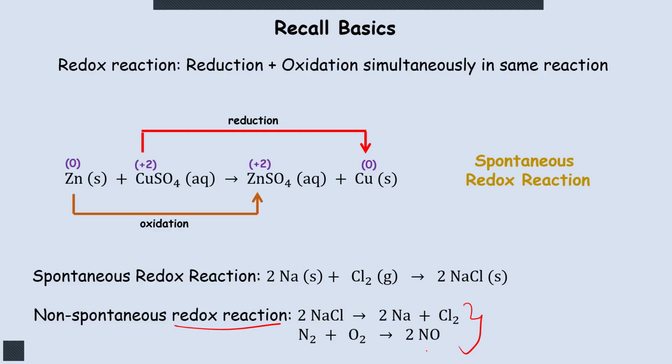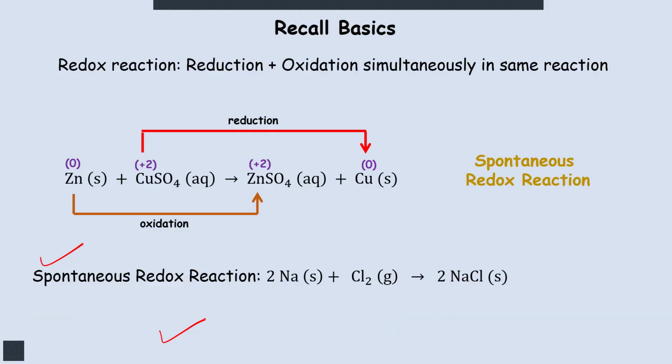So these are non-spontaneous redox reactions. In a galvanic cell, we'll come across spontaneous redox reactions. In electrolytic cells, we'll come across non-spontaneous redox reactions. So in this class, we'll be discussing galvanic cells, mainly the spontaneous redox reactions.